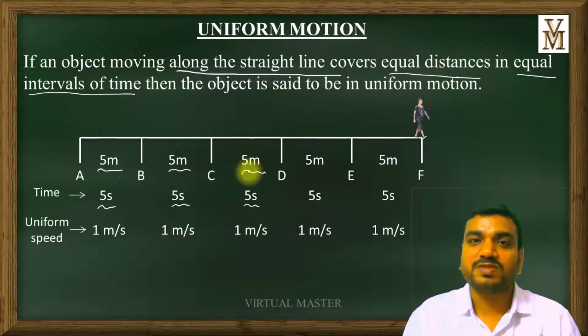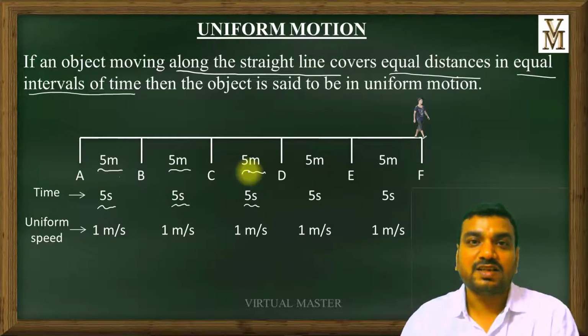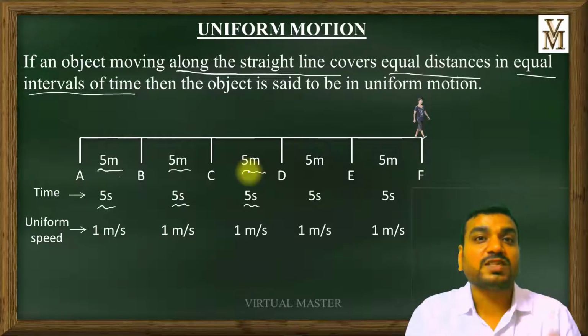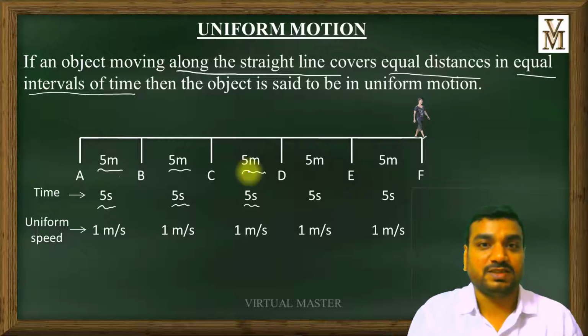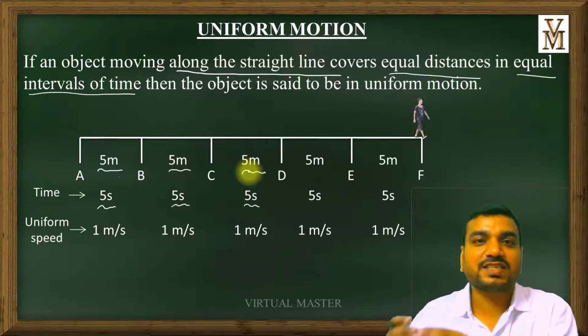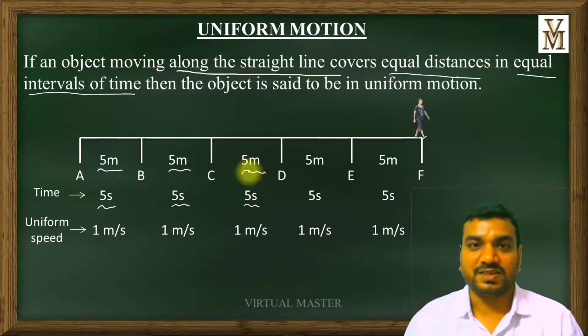In our case, the object is moving along a straight line. Then what do we mean by changing its direction? That means the object should not move backwards. If the object moves backwards, then we can say that the direction of the object is changing.